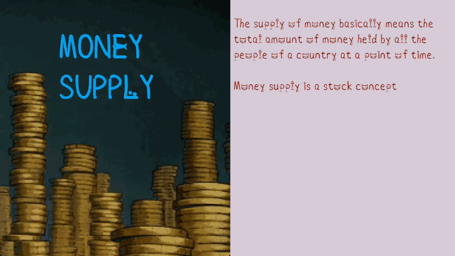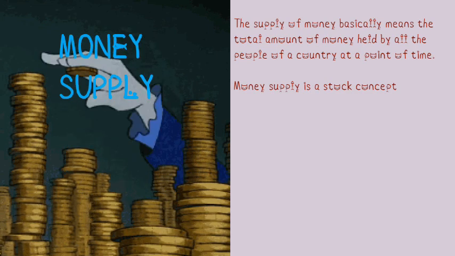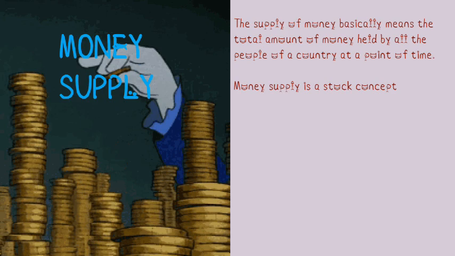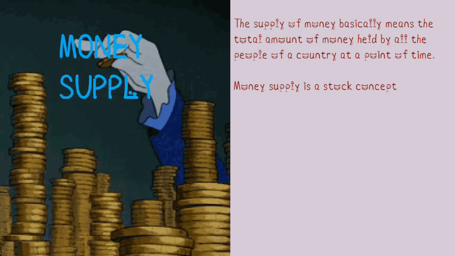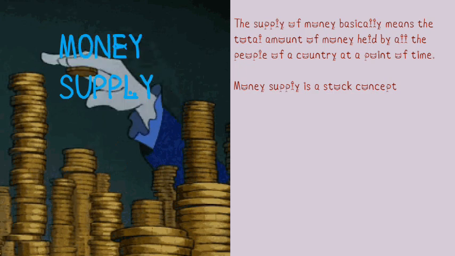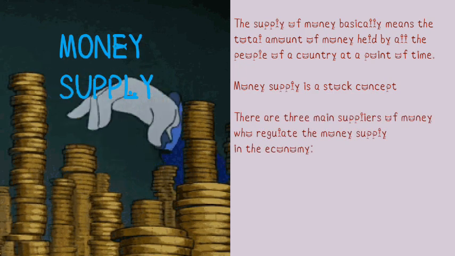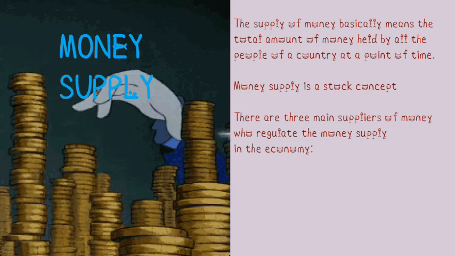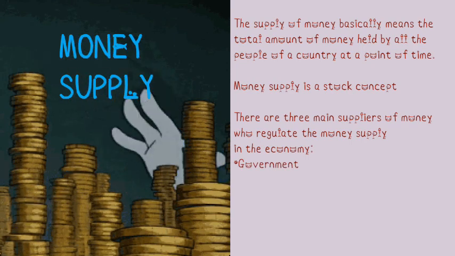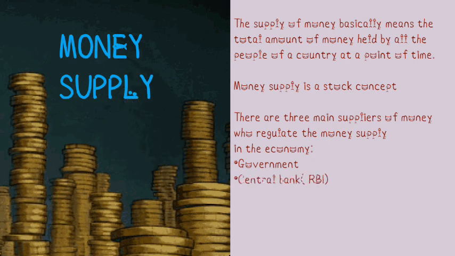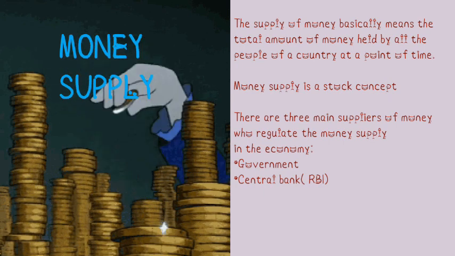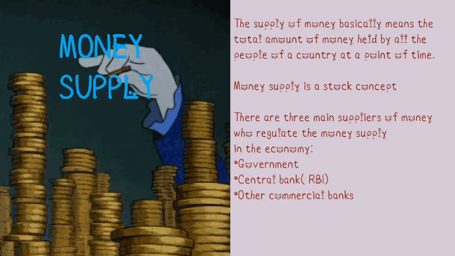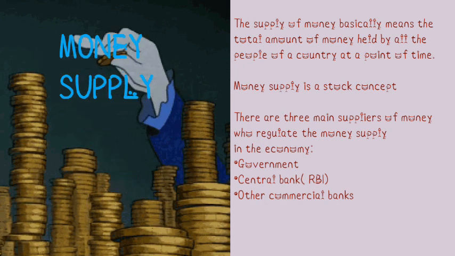Why? Well, you see, when we say money supply, we mean that it's in circulation in the economy at a particular point of time, right? Now, in an economy, there are three major suppliers of money who regulate the money supply. The first one is the government. Second, the central bank of any country. Now, in the context of the Indian economy, it is the Reserve Bank of India, RBI. And the third major supplier of money is the commercial banks.